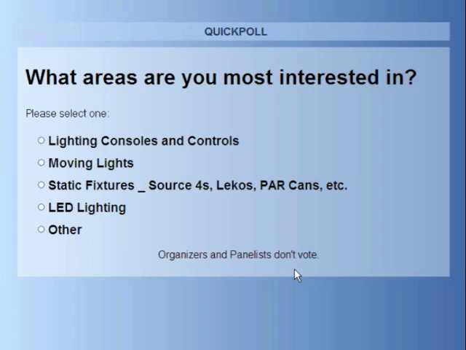Now, today's major focus, obviously, is going to be lighting consoles and moving lights, but your answers here will also help us to determine formats and content for future events. So I'll give you a couple additional minutes to cast your votes. About 75% of you have already cast your votes, so we'll give you another second to do that, and then we'll close out the poll and give you some idea of what the audience mix is like.